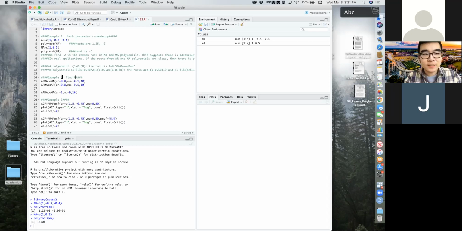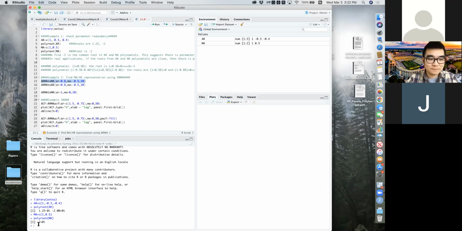find the MA or AR representation using an ARMA model. Okay. So these are the two examples. This is the ARMA11 model with AR part 0.8, MA part negative 0.5. Okay, so let's first switch it from ARMA to MA, and let's find the first 10 coefficients.